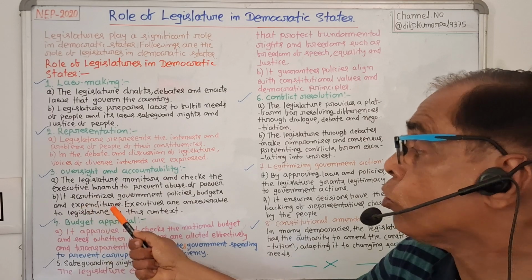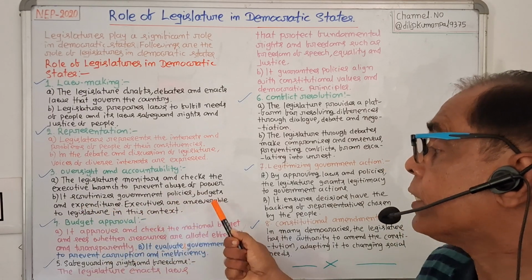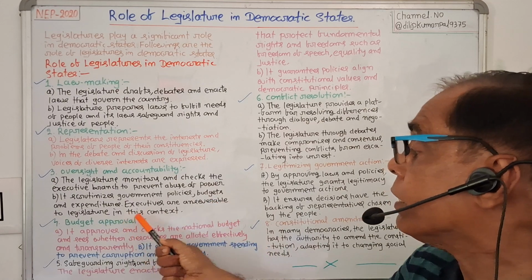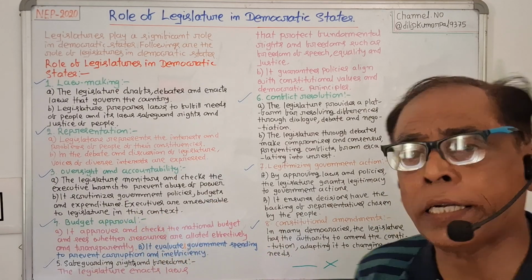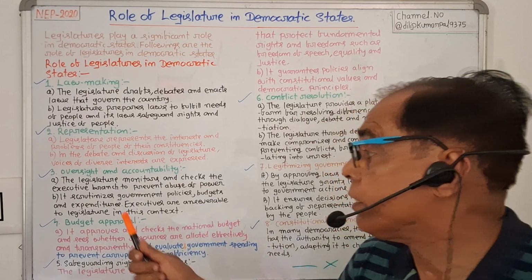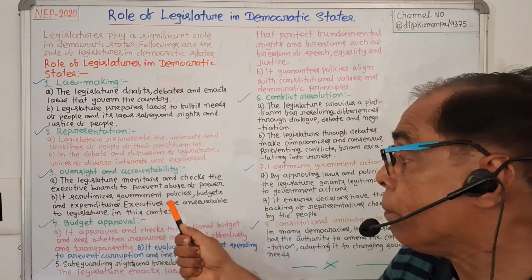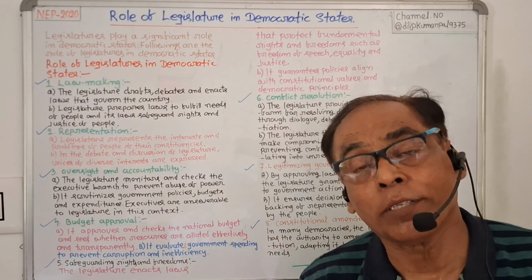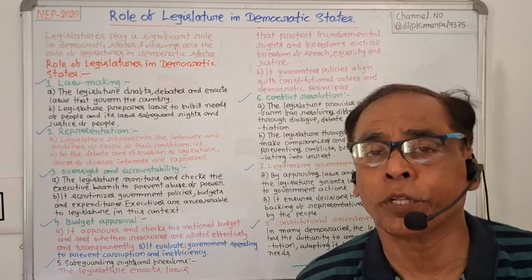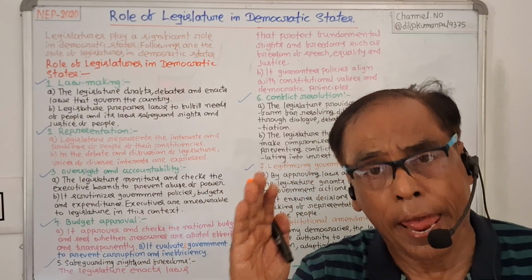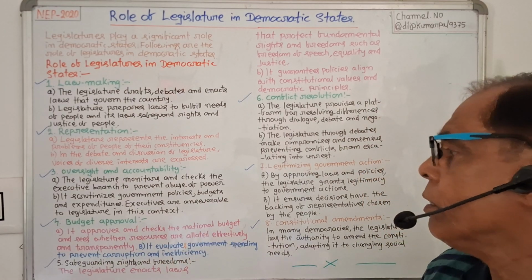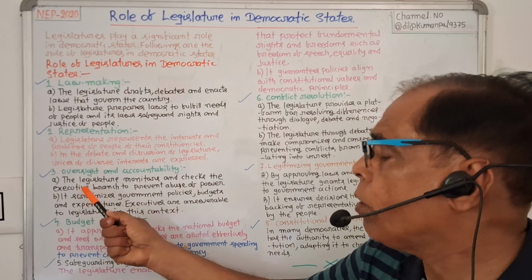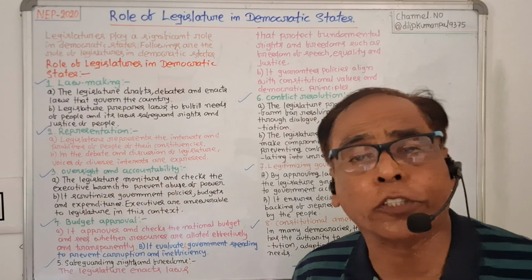Number 2, it scrutinizes government policies, budgets and expenditures. Executives are answerable to the legislature in this context. The legislature scrutinizes or checks government budgets, expenditures and policies of the government. So this is all about the oversight and accountability function of the legislature.